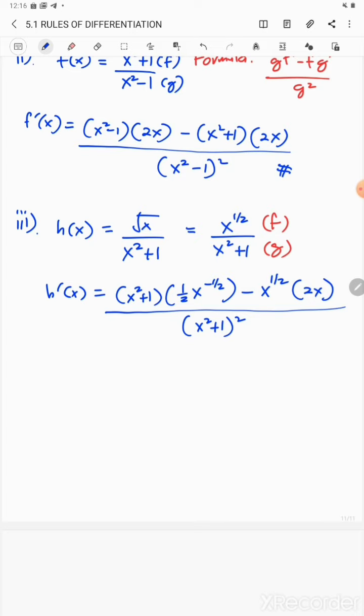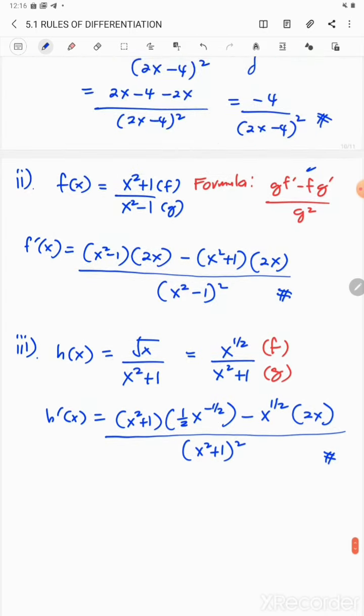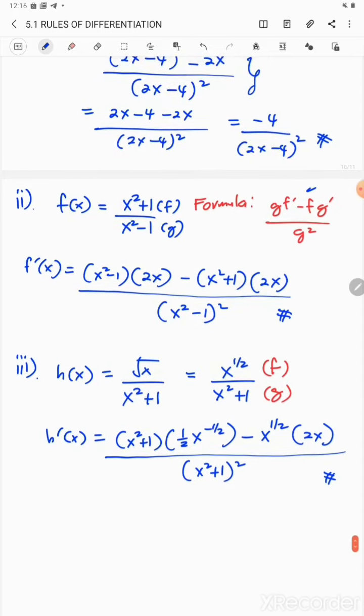Alright, so that's all. This is the answer for number 3. We have here 3 examples. I hope you understand. Thank you.